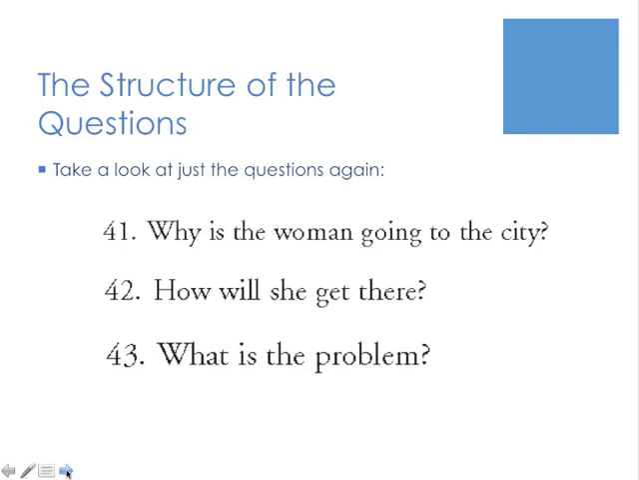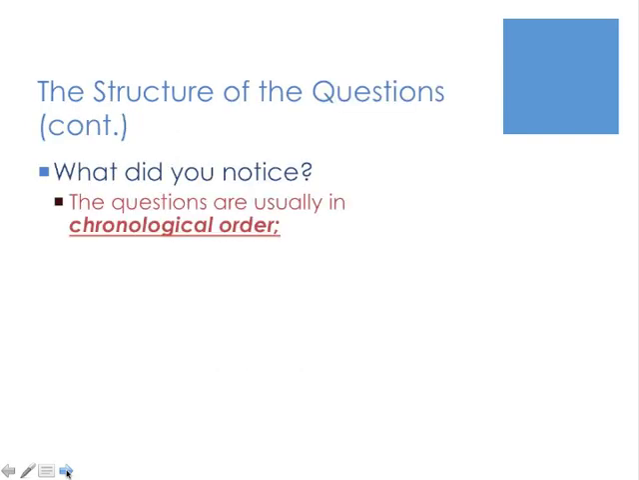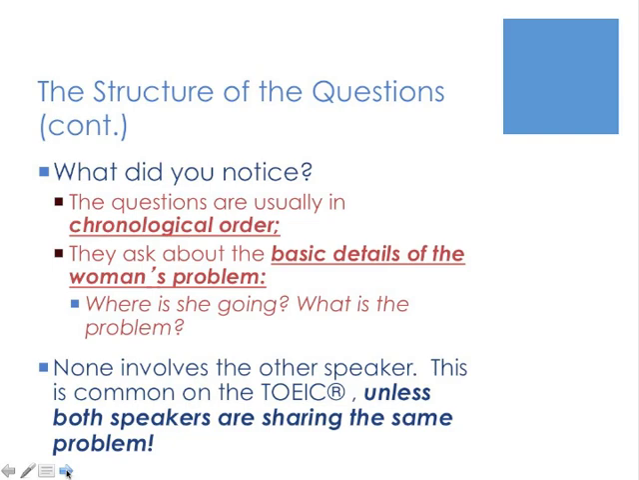Now again, notice in the questions here, look at the questions again. Why is the woman going to the city? How will she get there? What is the problem? Well, in this case, you probably noticed that the questions do occur in the order that they happen in the conversation, and that's very helpful. But they are also about the basic details of the woman's problem. Where is she going? What is the problem? None of these involves the other speaker.